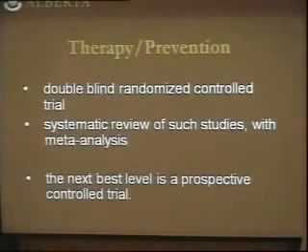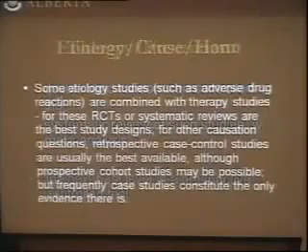So I'm just going to go through some of the different domains and talk about what are the highest quality studies. This is just to reinforce the idea of that. In therapy and prevention, you want a double-blind, randomized control trial or systematic reviews of such studies. And if you can't get that, then accepting a prospective control trial would be the best quality of evidence for therapy and prevention.